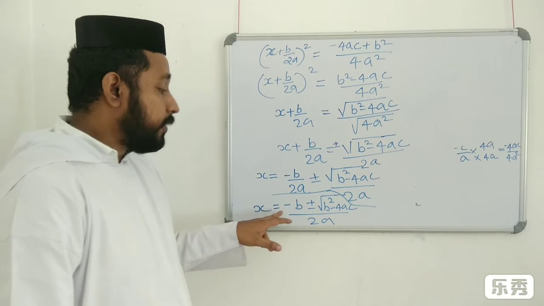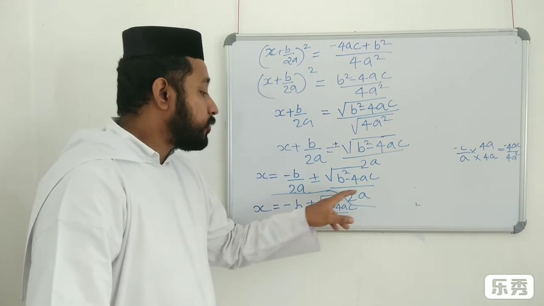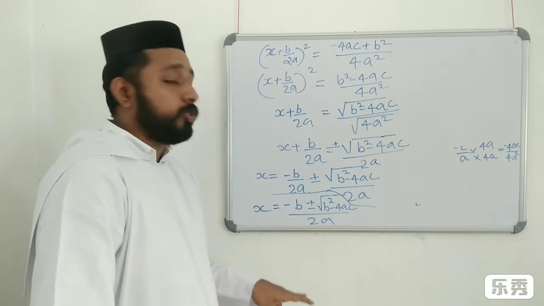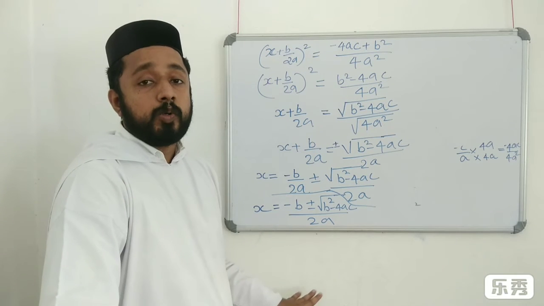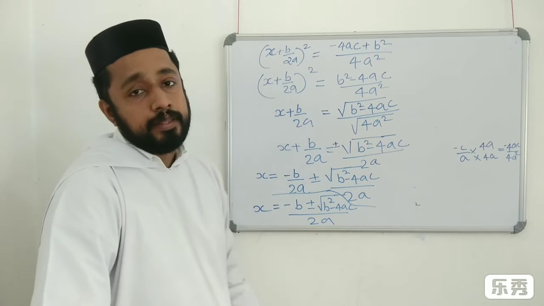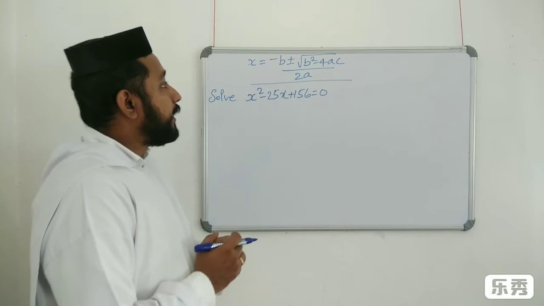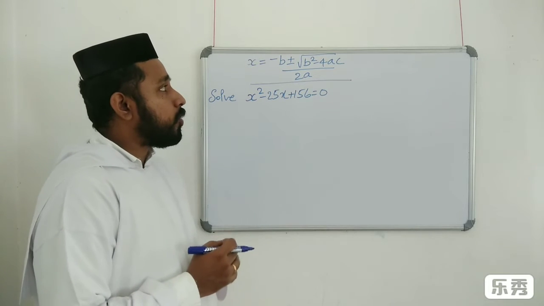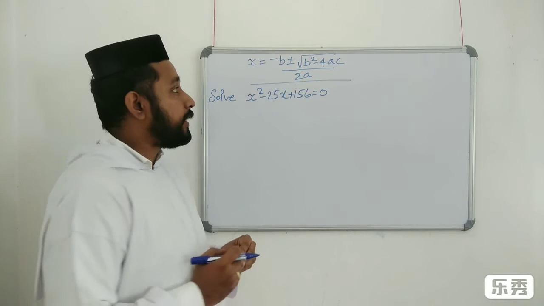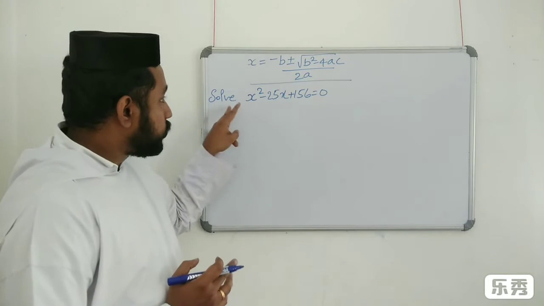So x is equal to minus b plus or minus root of b square minus 4ac by 2a, which is known as the quadratic formula. Using this formula, we can find the roots of the quadratic equation. So x is equal to minus b plus or minus root of b square minus 4ac by 2a is the quadratic formula. I am going to solve an equation.